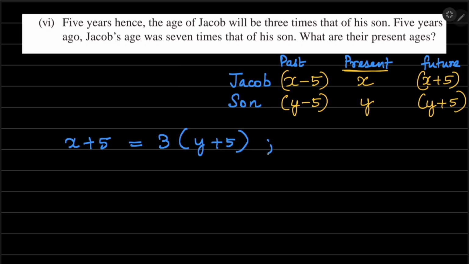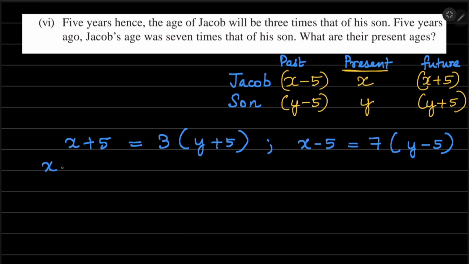Secondly, what is given here? 5 years ago. So you have to take a look at the ages 5 years ago, x minus 5 and y minus 5. So 5 years ago, Jacob's age, x minus 5, was equal to 7 times that of his son. Son's age was y minus 5.